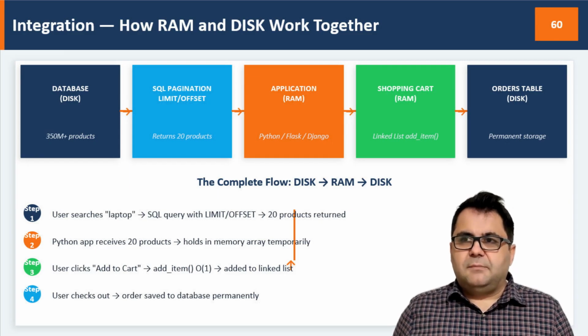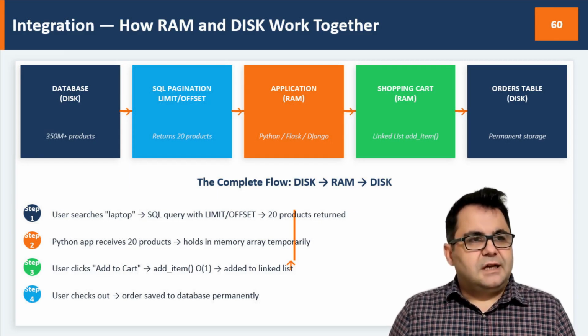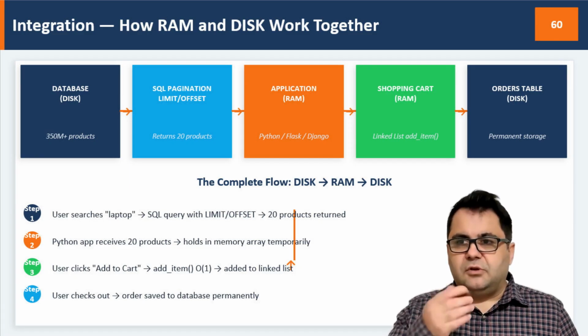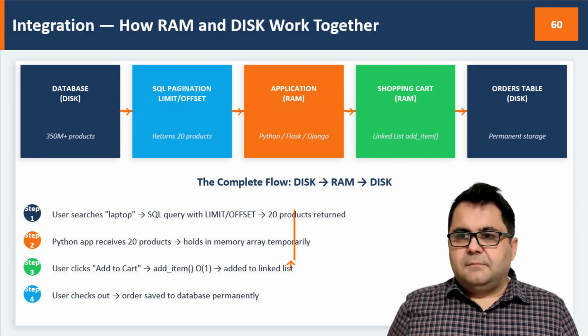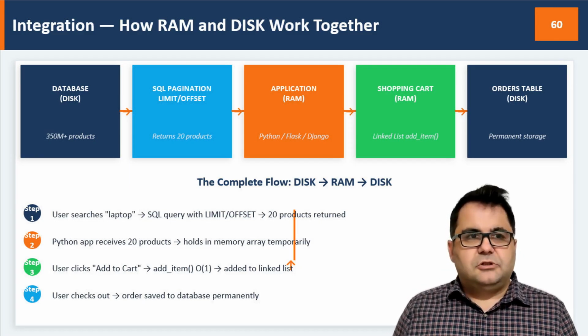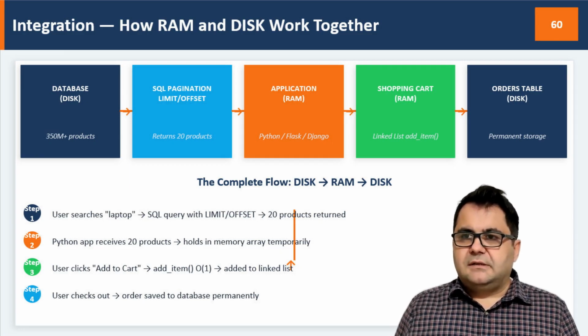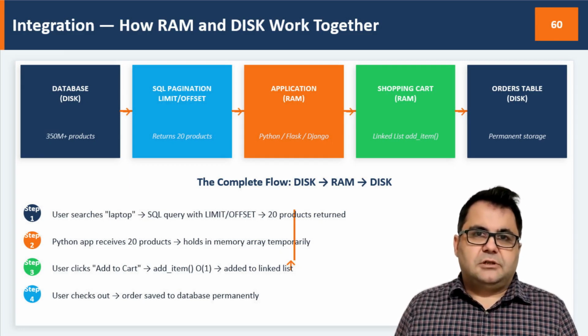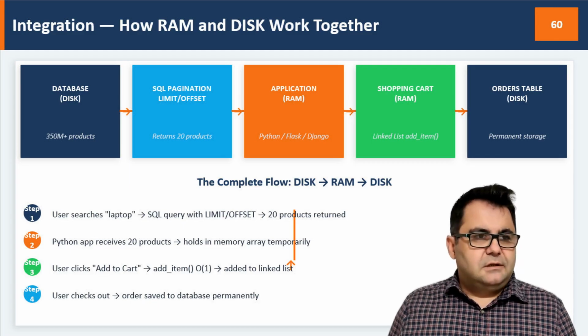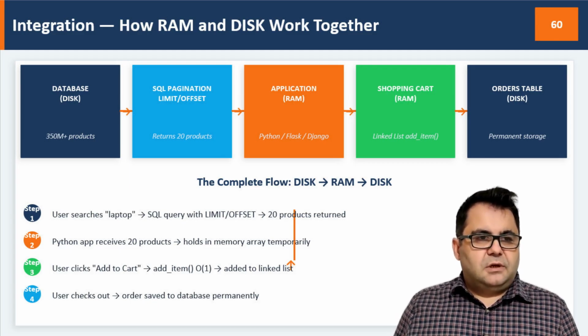Step 2: the application in RAM, Python, Flask, Django, receives those 20 products as a JSON array. It might cache them temporarily in RAM using a simple array for display. This is hour 1 content. Arrays are fine for small static data. The user clicks add to cart on one product.